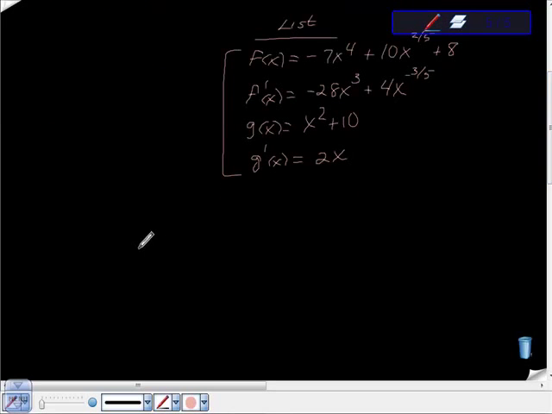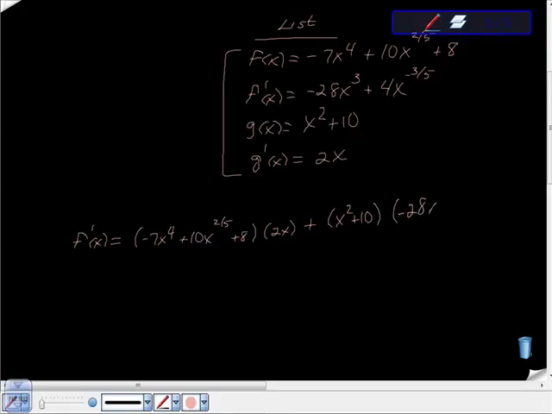So remember that our rule says take the first function. So our f prime at x, the derivative of that whole blue function up there, is the first function, negative 7x to the fourth, plus 10x to the 2/5 plus 8 times the derivative of the second function, which we wrote down as 2x. And then the rule says that we're going to add the second function, x squared plus 10 times the derivative of the first function, which happened to have been negative 28x cubed plus 4x to the negative 3/5.